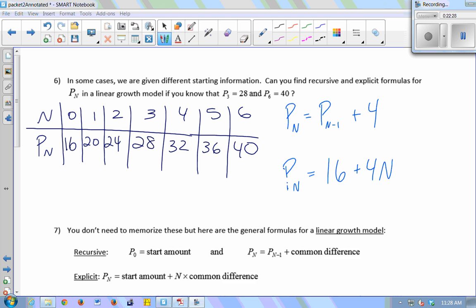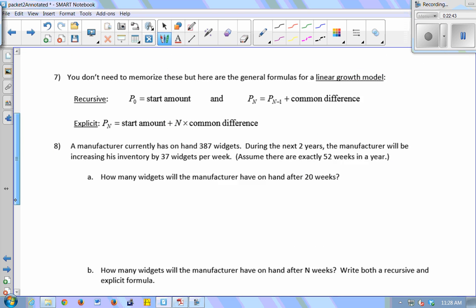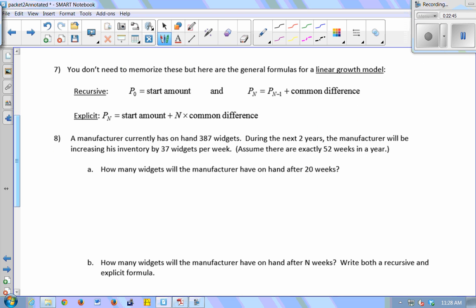Great. So we've just done 2 problems where we've come up with formulas without me having given you any kind of a general rule for how to do it. We've just sort of used our common sense. But here are the actual rules, right? This is how you do linear growth. For a recursive rule, you should give the starting amount, right? And then the formula is always going to be P sub n equals P sub n minus 1 plus the common difference. That's going to be your recursive rule.